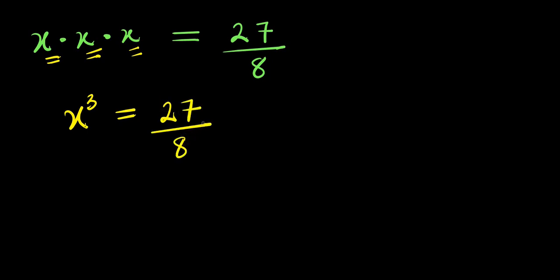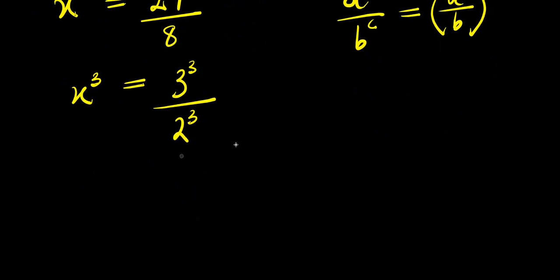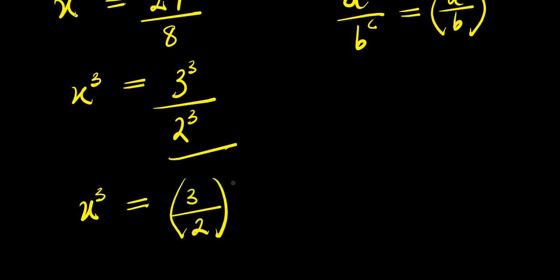Now, we can express 27 in terms of exponents of 3, and also we can express 8 in terms of exponents of 2. So x power 3 equals 27, which is 3 to the power of 3, divided by 8, which is 2 to the power of 3. If you have a power c divided by b power c, this equals a divided by b raised to the power of c. So we apply the same thing right here. We have x power 3 equals 3 divided by 2 raised to the power of 3.